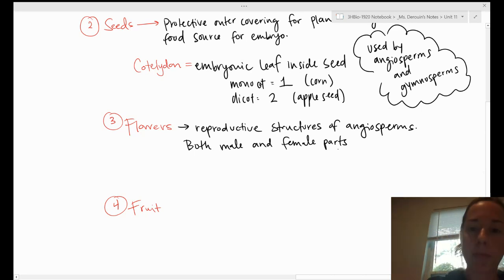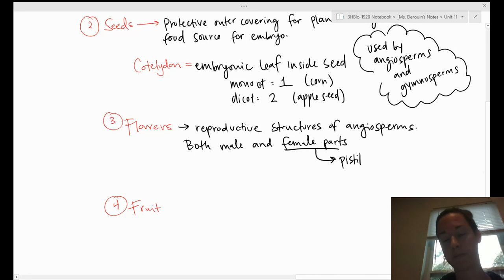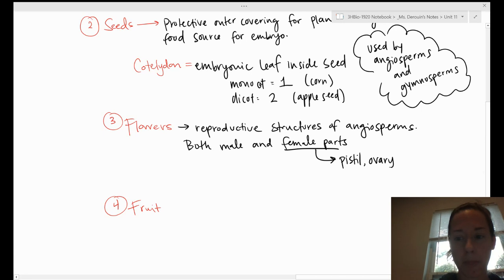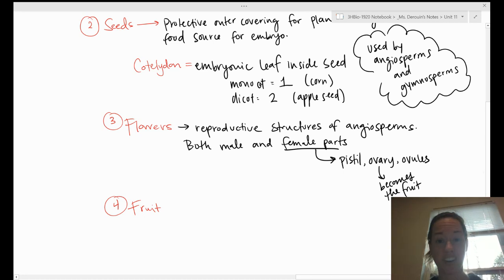The female parts are the pistil, which is the main part of the flower that extends upward. You can see it really well on a lily. And then also the ovary, which will become the fruit, which is kind of crazy, that when you eat a fruit, that's what you're eating, the ovary of the plant. And then also ovules inside the ovary, which are almost another word for eggs. And they will become the seeds.